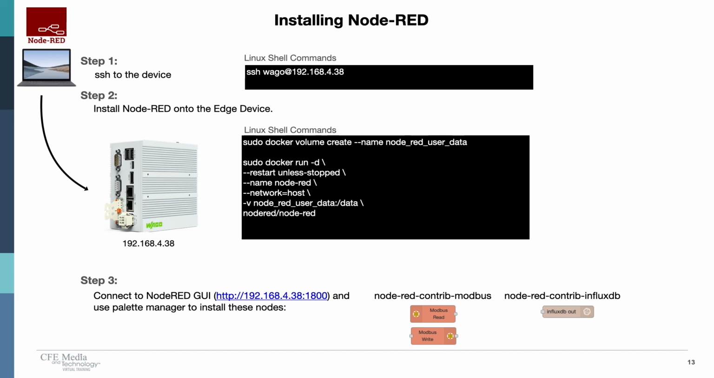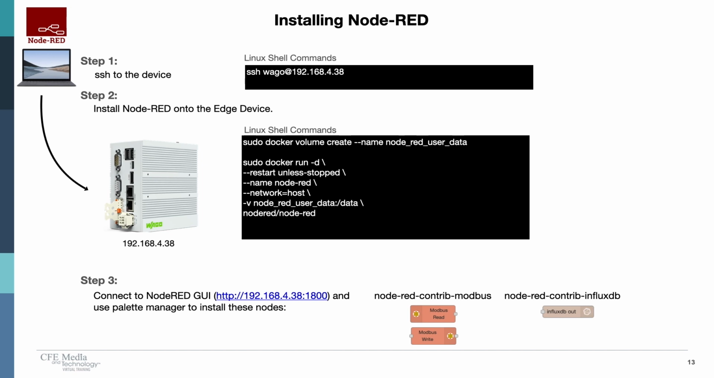This assumes that you have internet access, and when you run this command, it will first look to see if the image is locally on the device. In this case, it's not going to be, so it's going to go to the Docker Hub and pull the latest version of Node-RED onto your device.